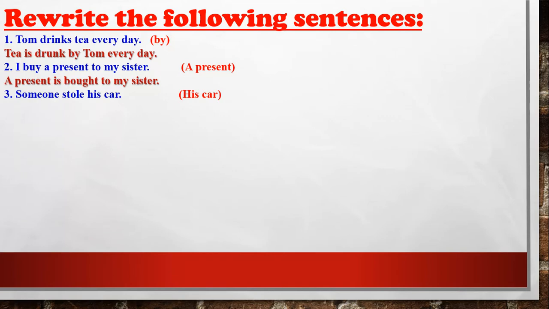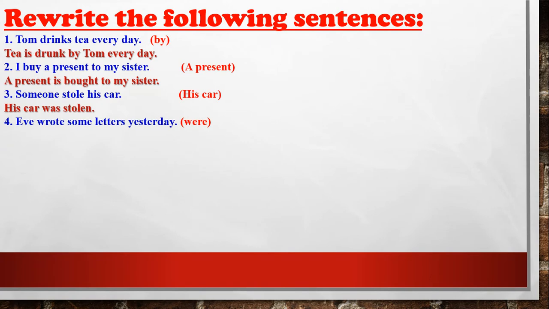The past participle form of steal: steal, stole, stolen. And we cannot say by someone. We must cancel by someone because we don't know the agent, so we cancel it. So the answer again, his car was stolen. Number 4.